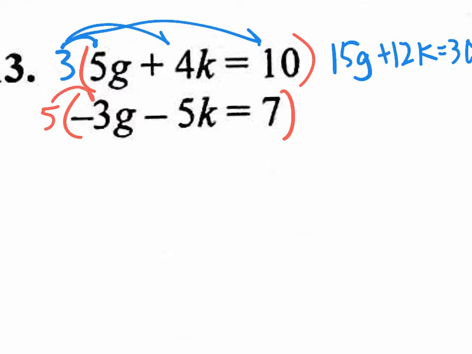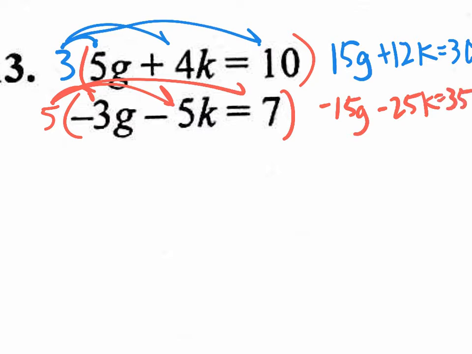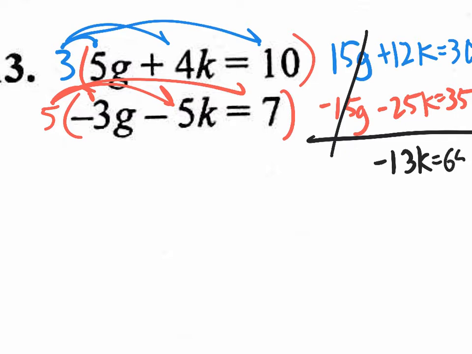On the bottom, 5 times negative 3 is negative 15g. 5 times negative 5 is negative 25k. 5 times 7 is 35. So we're going to combine these lines. The g's cancel. 12 minus 25, that's minus 13 with the k. And 30 and 35 combined together is 65. So when I divide both sides by negative 13, I end up with k equaling negative 5, correct?